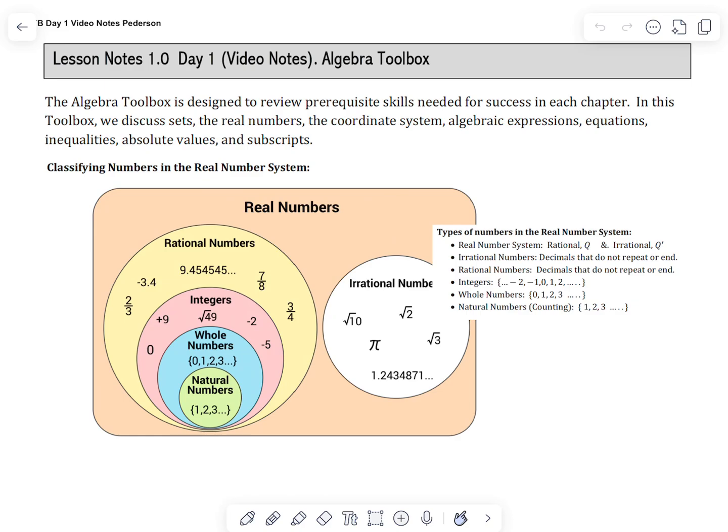All right, this lesson is on the algebra toolbox. The first topic here is on classifying numbers in the real number system. We will do an activity in class. So we have in the box here the real numbers. Within that has the rational numbers, integers, whole numbers, natural numbers, and irrational numbers. You can see off to the right side shows a description of those.